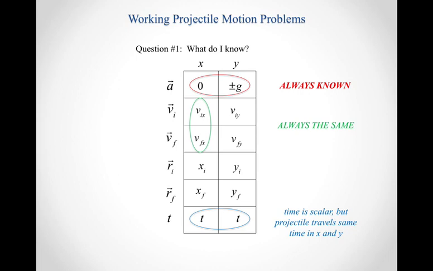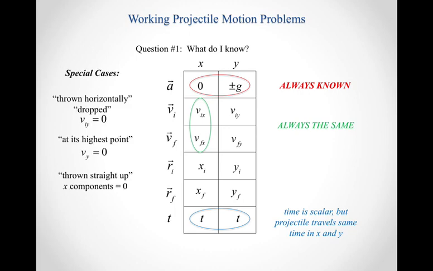I also know that time is a scalar, but that the projectile is going to travel the same amount of time horizontally as it is vertically. So again, this isn't the x and y component of time because time's a scalar, but I'm going to use the same value for time to describe both the horizontal and vertical motion. Now there are some special cases, and again this is just translating the information I'm being told in the problem.